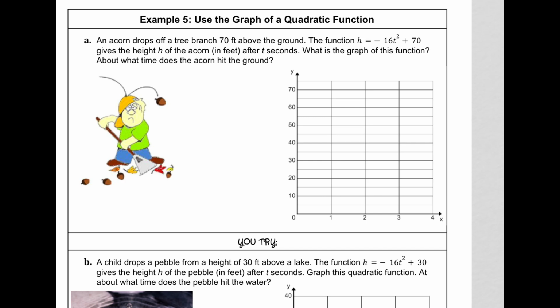All right, if we take a look at example 5 on the next page, we're using the graph of a quadratic function. The problem says an acorn drops off a tree branch 70 feet above the ground.